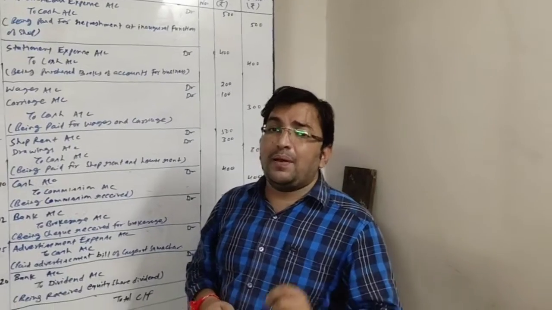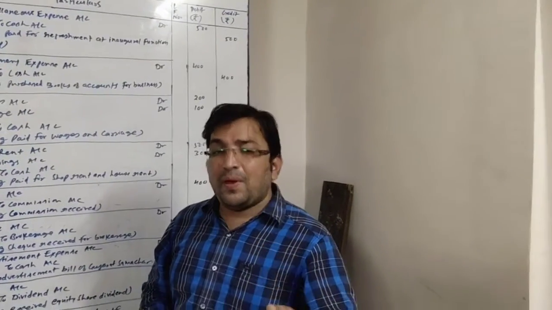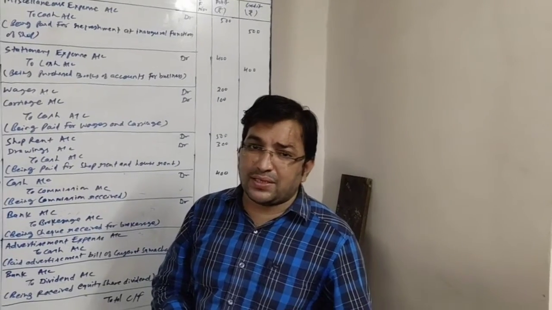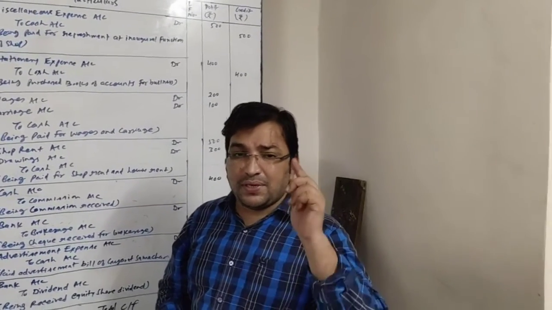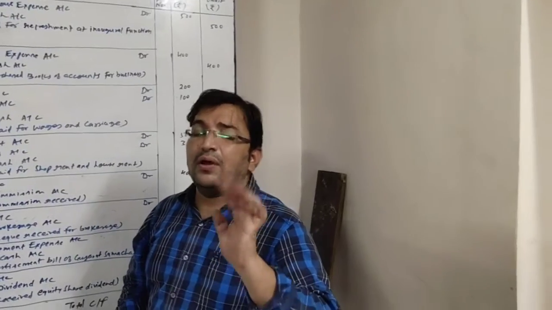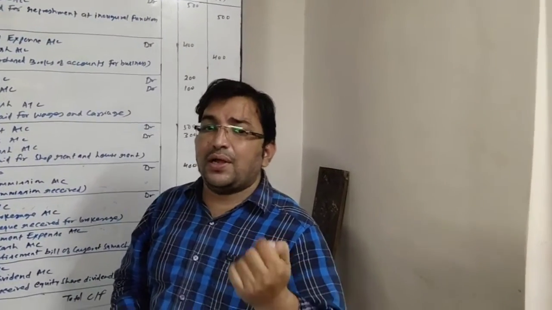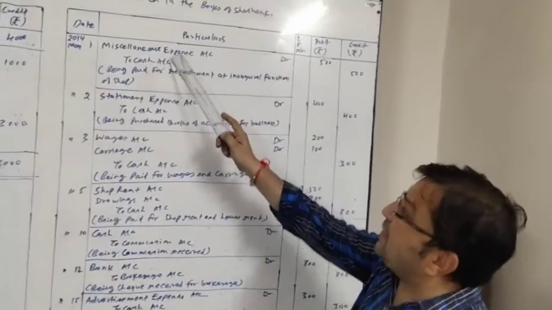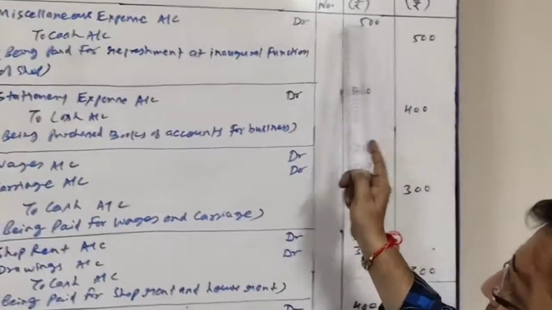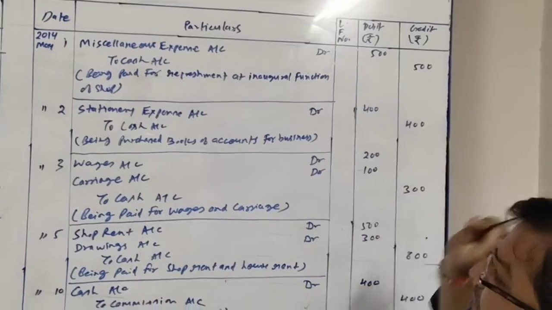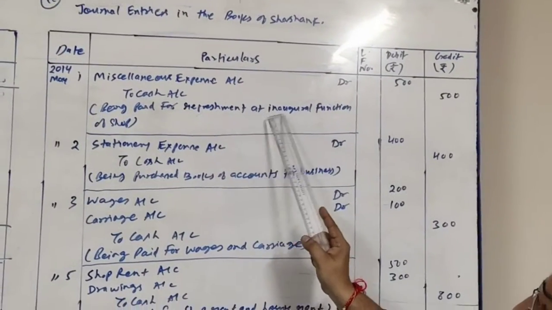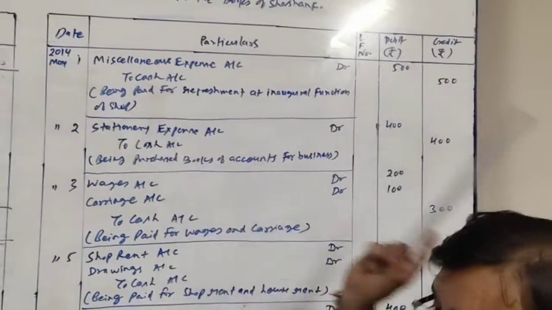So the entry will be, one account will be affected, miscellaneous expenditure account, and second, cash goes out, so cash account. So the entry is miscellaneous expense account debit rupees 500 to cash account rupees 500. Being paid for refreshment at inaugural function of shop.